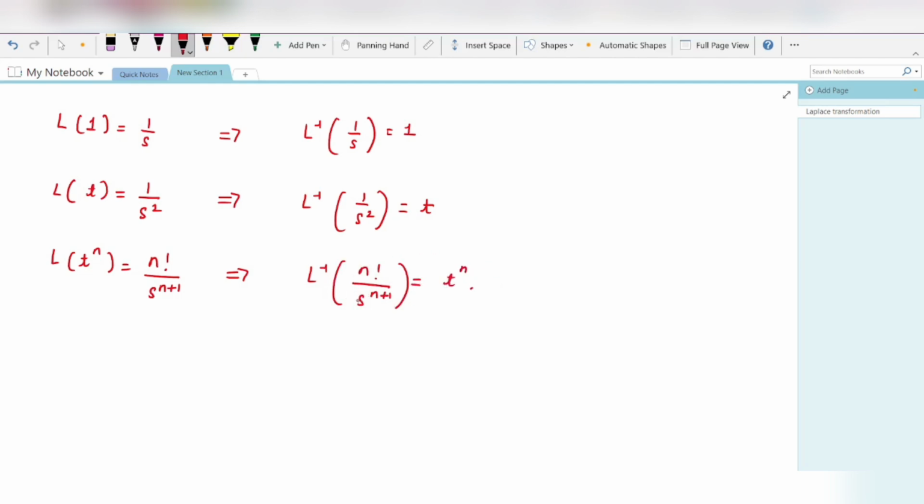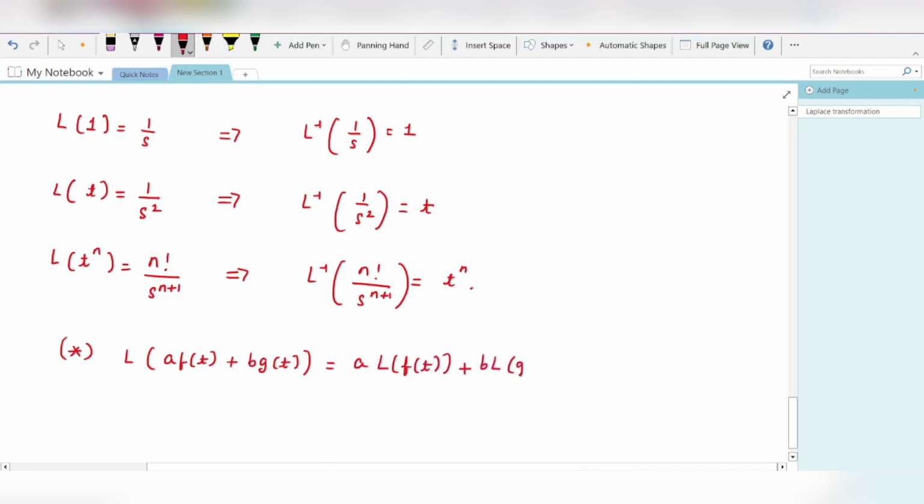All right. And before this, one thing which I forgot to mention is that suppose we are finding the Laplace transformation of the function a f of t plus b g of t. This is the function of which the Laplace transformation we are finding. So this is equal to a into L of f of t plus b into L of g of t. Here a and b are constants, and f of t and g of t are functions in t.